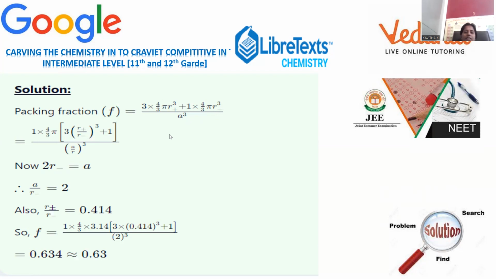If you see this, there is a kind of repetition. Pi r cube got repeated, 4 by 3 also repeated, so what will we go for?